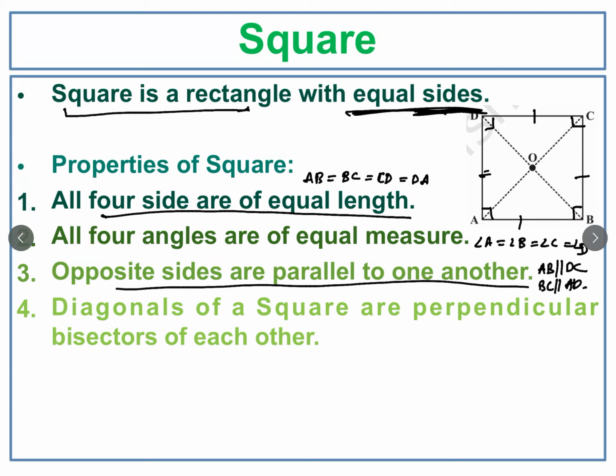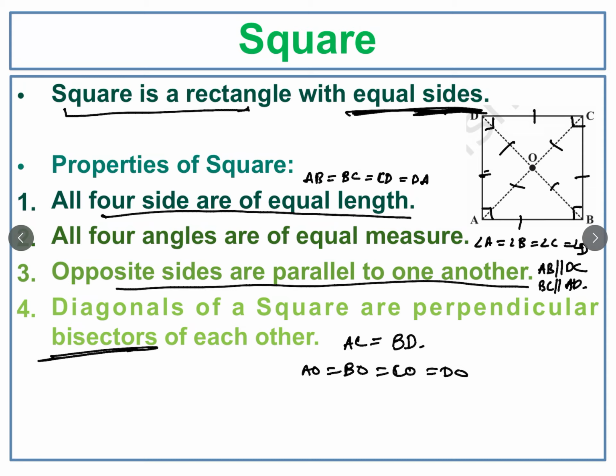Okay, then we have the diagonals of a square are perpendicular bisectors of each other. That means diagonals are again equal, AC is equal to BD, and they are also bisecting each other. So again AO will be equal to BO equal to CO equal to DO. All four sections will be of equal length. So these are the general definitions and properties of the special types of parallelogram, which are rhombus, rectangle and square.